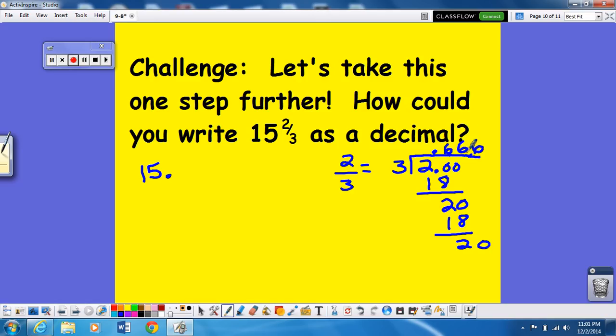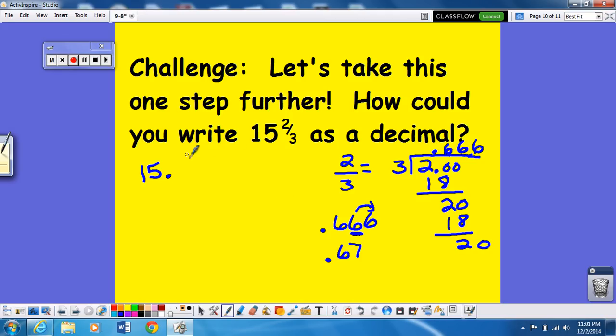and then round it to the hundredths place. So I have 0.666 rounded to the hundredths place. Remember, I'm looking next door. 5 or more, give it a score. 4 or less, give it a rest. Because that is 5 or more, this 6 is going to turn into a 7. So rounded to the nearest hundredths place, this would be 0.67.